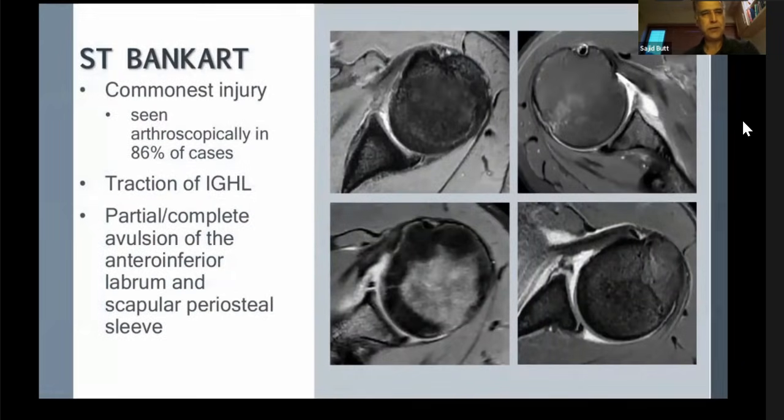So soft tissue Bankart is the commonest injury. Axial imaging, that's the subscapularis, so that's the front. That's the back. Notice that at the back, the glenoid labrum is sharp and triangular in shape. That's normal. Notice the front, it's gone. So that's the soft tissue Bankart.